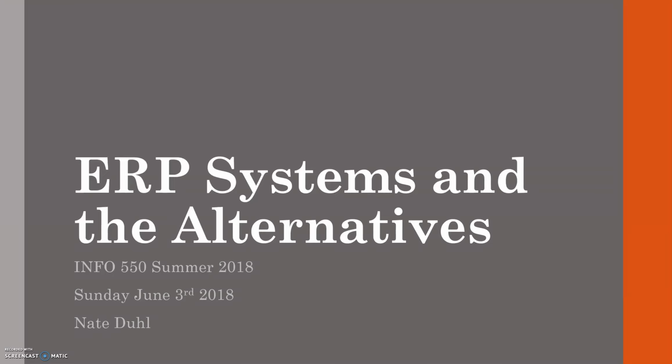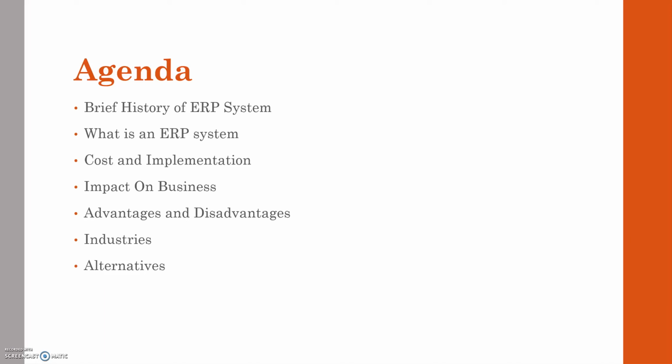This evening, I am going to be presenting to you on ERP systems and the alternatives to ERP systems. So, very quickly, just to keep us on track for the presentation, here's a quick agenda or itinerary. We'll start off with a brief history of the ERP system. We will be filling you in on exactly what an ERP system is, the cost and implementation, impact on the business or businesses, advantages and disadvantages to an ERP system, industries that are already utilizing ERP systems, and several alternatives to ERP systems.